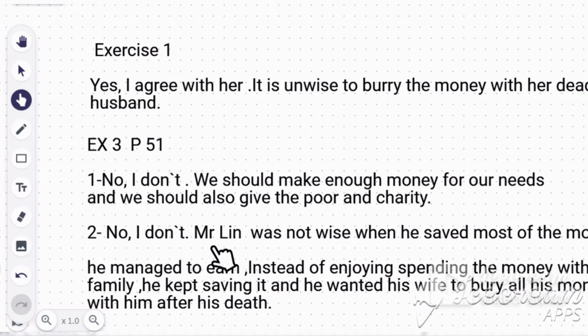No, I don't think so. Mr. Lin was not wise when he saved most of his money. He managed to earn instead of enjoying, and spending with his family. He kept saving it and wanted his wife to bury the money with him after his death. Even after his death he didn't want the money to leave him.